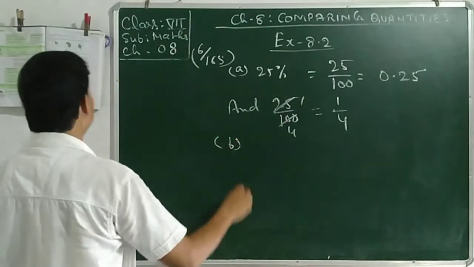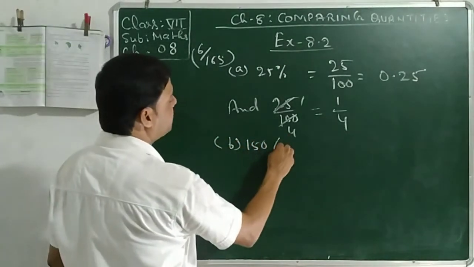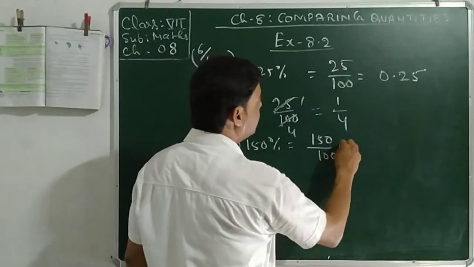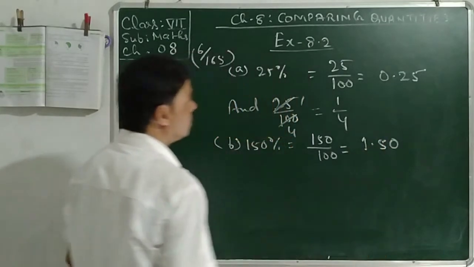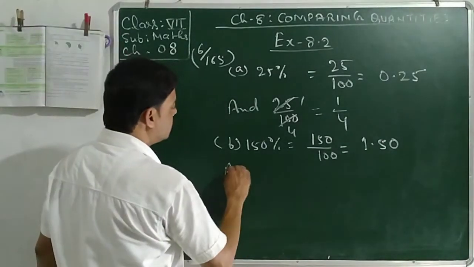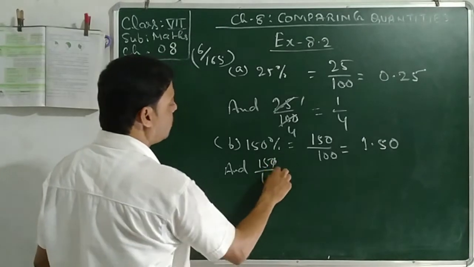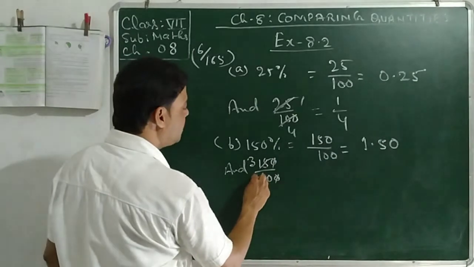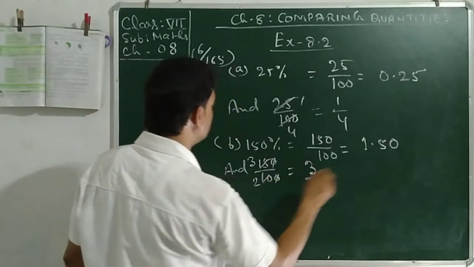Similarly in the B number also, it's 150%. 150% can be written as 150 by 100, that will be 1.50. And 150 by 100 in the simplest form will be written as 5 threes are 15 and 5 twos are 10, so it will be 3 by 2.